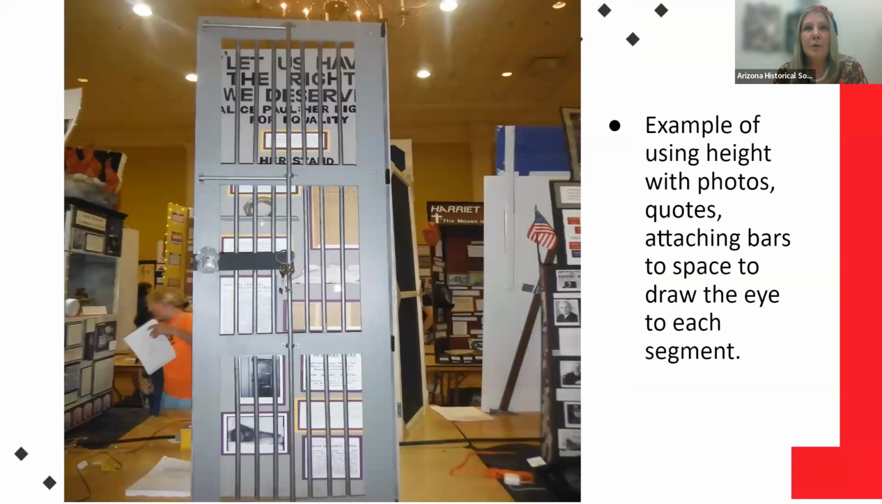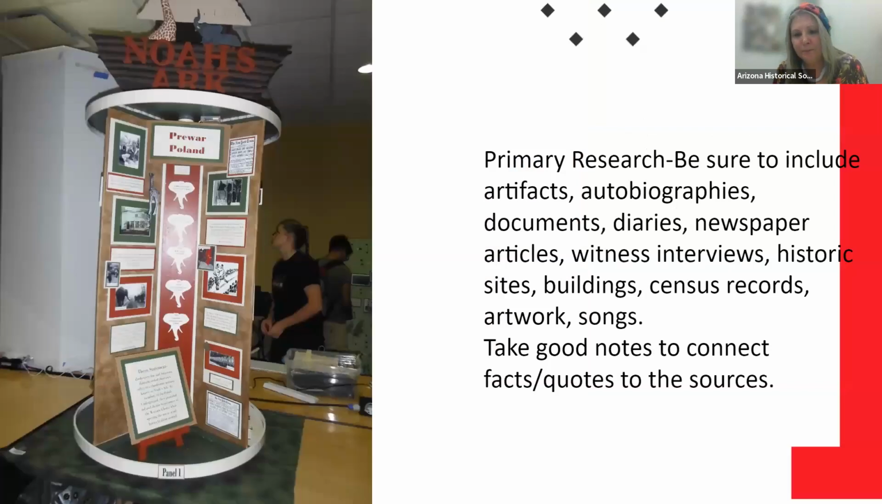This is an example that was used at Nationals that talks about the use of height, photos, quotes, attaching physical bars to draw the eye to certain segments. When you decide what type of project you're going to do, and you've aligned it to your talents and interests, and you've made sure that the theme is aligned to turning points in history, now's the time to think about what's the best way I can tell my story, my project, in a visual format. And this is one of the samples that was at the Nationals.